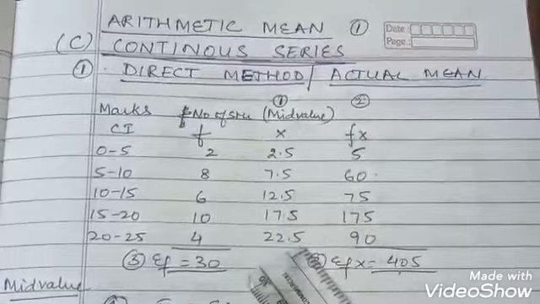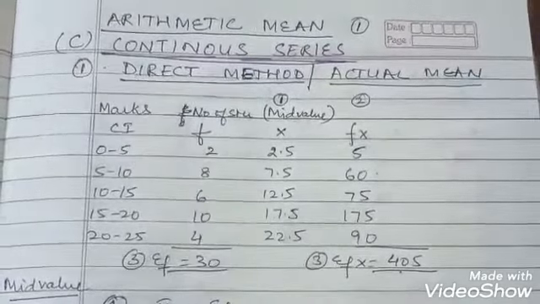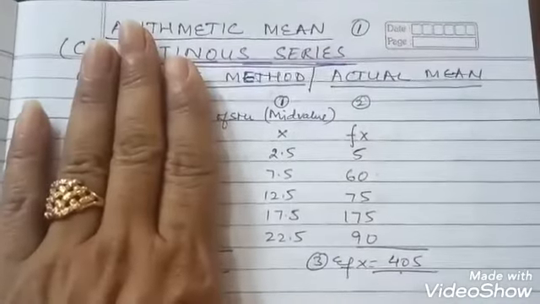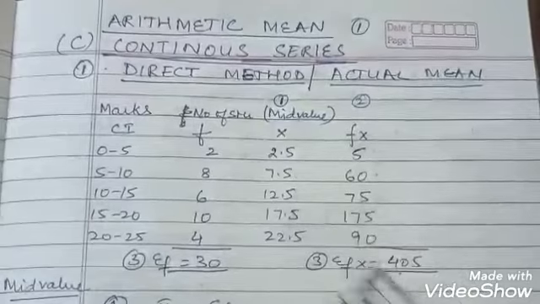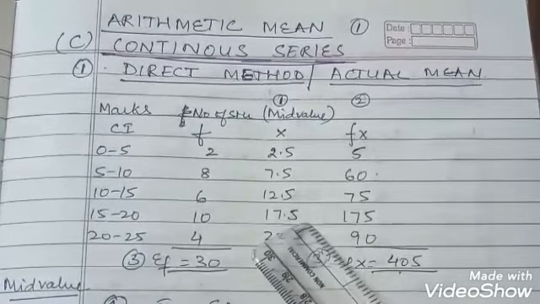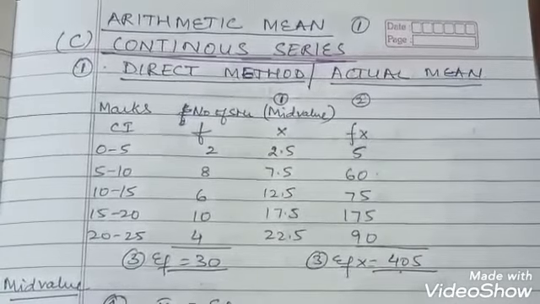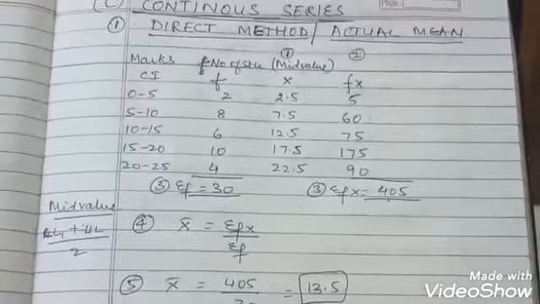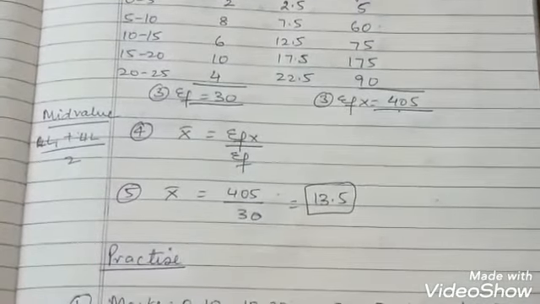Once the mid value is taken out, if you put your hand on this and close this particular portion here like this, this becomes your discrete series. So then the second step is you will calculate fx. What is fx? F into every value of x. You get the total of fx, that's called summation fx, 405, upon summation of frequency.